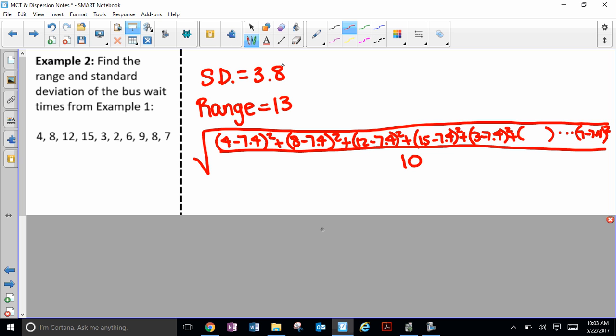So that tells you how dispersed the values are. So each number is standard deviation about 3.8 from each other, and the range of values that we're covering is 13. So that tells you dispersion, how much the values are dispersed or spread out.